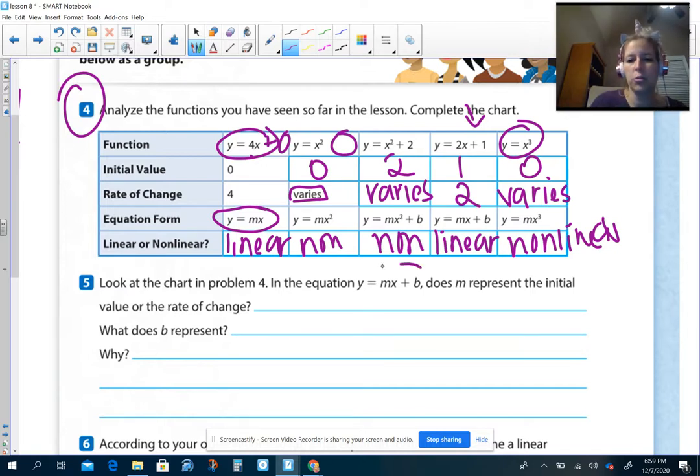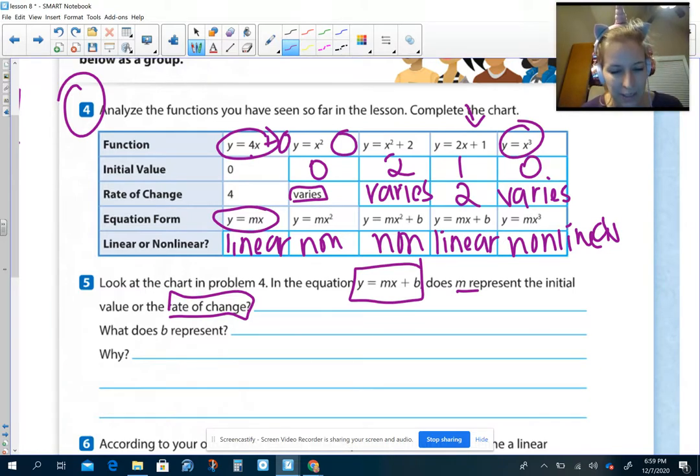Okay, so it says look at the chart in problem 4. In the equation y equals mx plus b, does m represent the initial value or the rate of change? What does the m represent? Good, it represents the rate of change. My x is going to change multiple times. See the m? Multiple times. So it is definitely my rate of change.